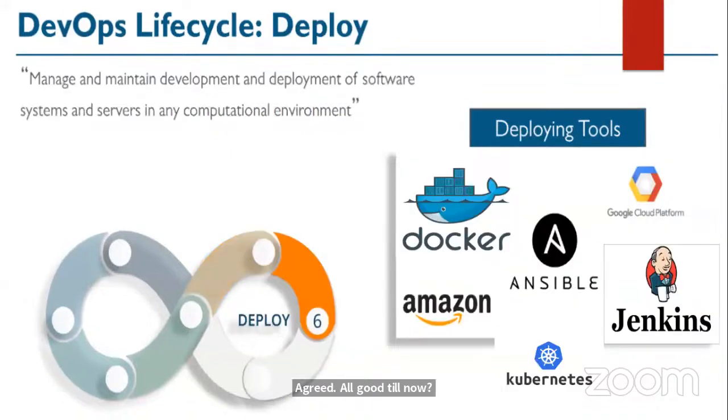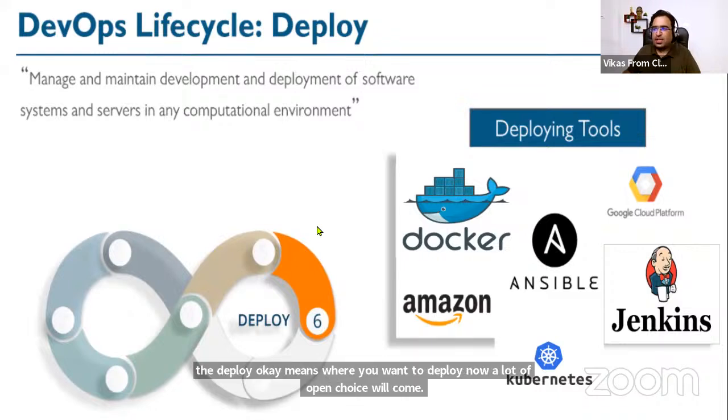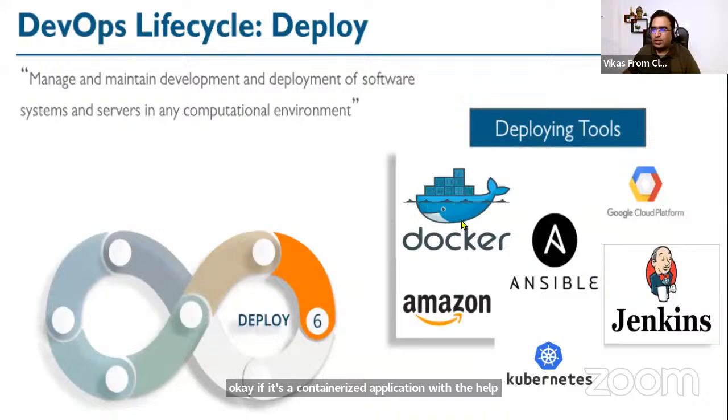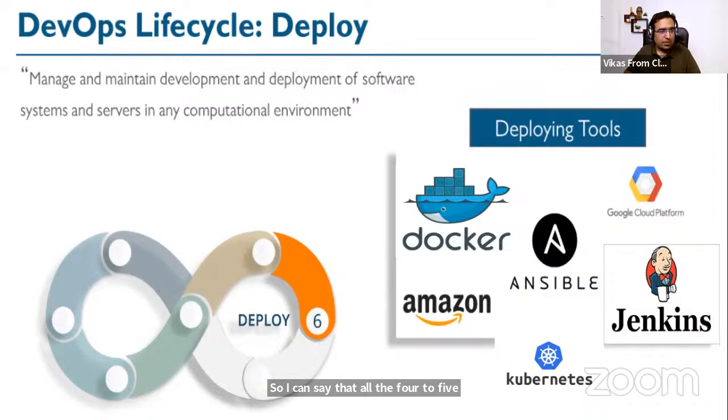Okay. For the deploy, means where you want to deploy. Now, a lot of open choice will come. If it's a containerized application with the help of Docker, we can deploy into the Kubernetes environment. But where the Docker and Kubernetes will run? It can run on any of the cloud. It can be Amazon or Google, Azure, anywhere. And deployment operation activities can be achieved with the help of Jenkins and Ansible. So I can say that all the 4 to 5 tools, whatever I'm showing on the screen, can be used for the deploy purpose. Direct deploy can be achieved with the help of Jenkins.